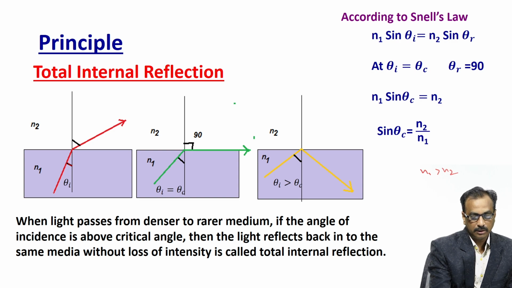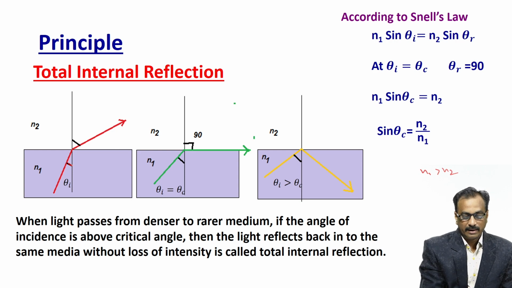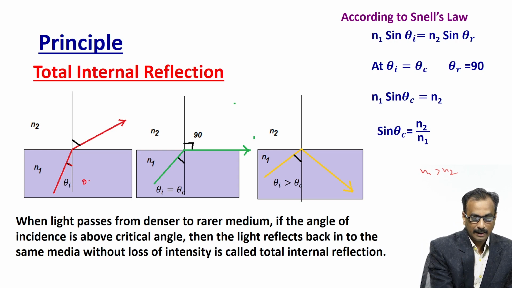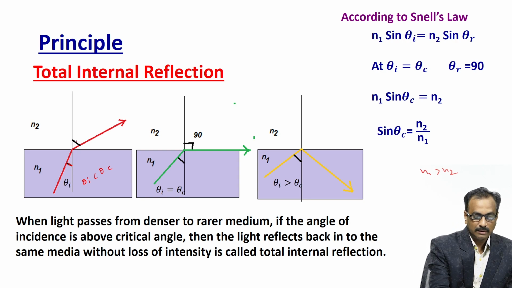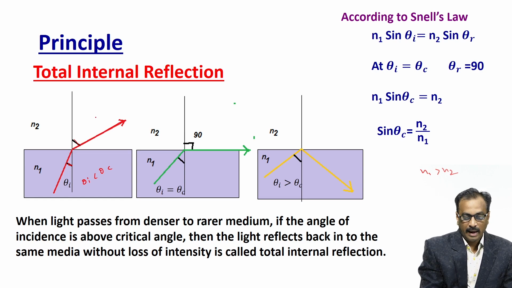Suppose a light is launched into the optical fiber and it strikes at the core-clad interface. Whether the light gets total internal reflection, or the light escapes from the core material and transmits through the core-clad interface, depends upon the angle of incidence at the core-clad interface. Suppose this theta I is less than theta C. At that time, this is the angle of incidence and this is the angle of refraction. The light ray can enter into the cladding medium.